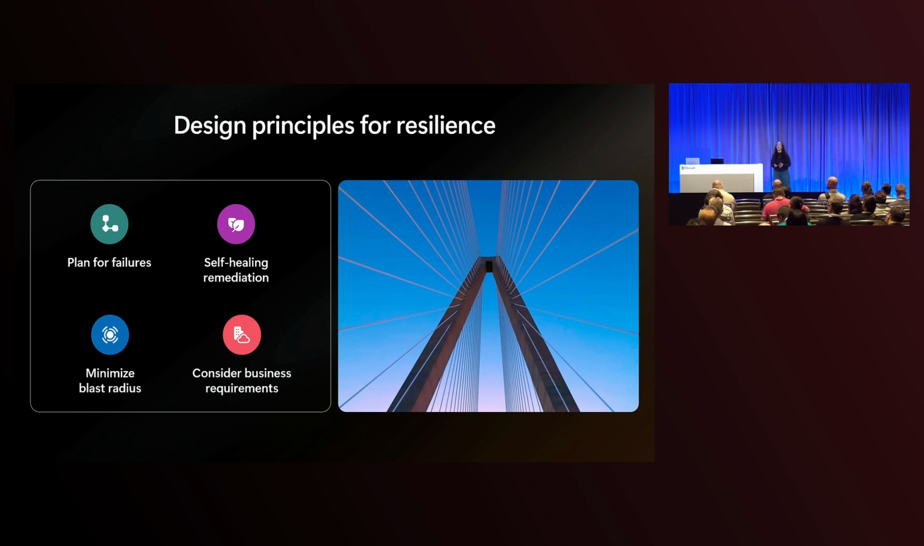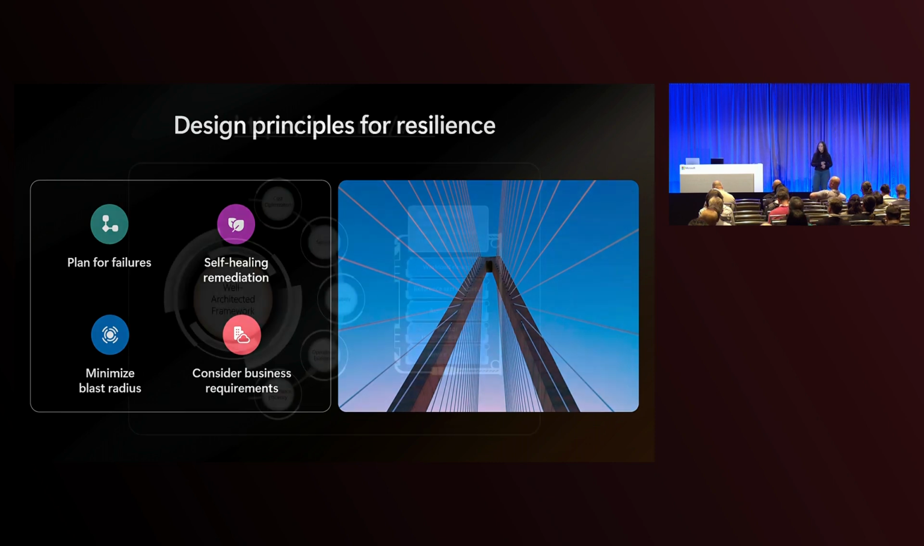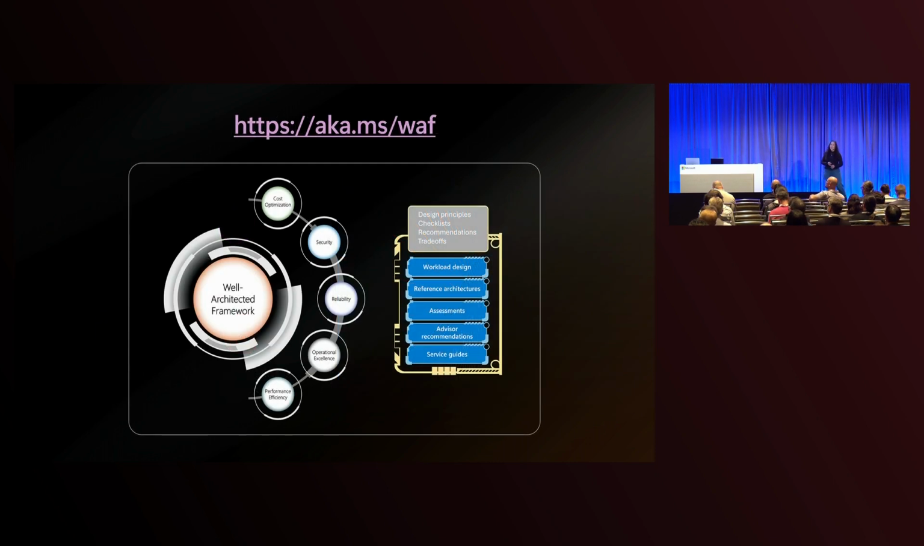We'll look at ways to minimize the blast radius so that when something goes wrong, it doesn't cascade out into every part of our system. And lastly, we'll take another look at our business requirements and see how requirements at various stages in the user journey might inform how we implement our application. A lot of the guidance that we'll go through today is available on the well-architected framework. There is a ton of guidance on this framework, and I highly recommend that you check it out. We're going to be focusing on some of the resiliency aspects today.